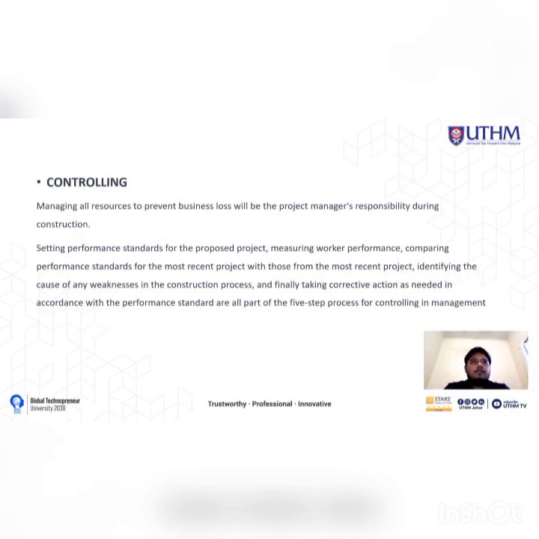So lastly, for controlling, managing all resources to prevent business loss will be the project manager's responsibility during construction. Setting performance standards for the proposed project, measuring worker performance, comparing performance standards for the most recent project with those from the previous project, identifying the cause of any weakness in the construction process, and finally taking corrective action as needed in accordance with the performance standard are all part of the 5-step process for controlling in management.